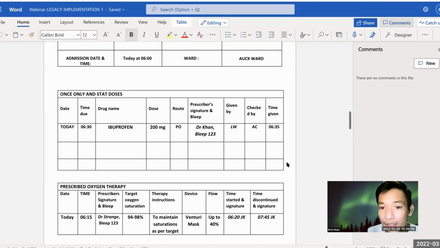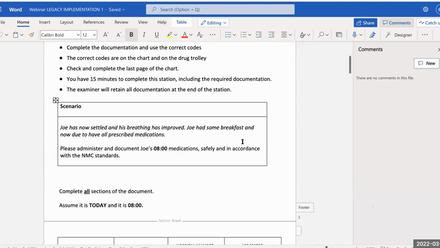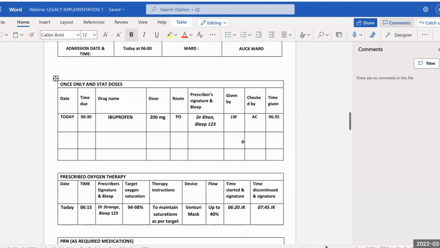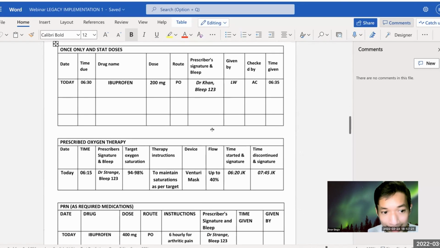Okay, so a question for once only and stat doses. Will there be an instance wherein we might administer a once only stat dose? Of course. There might be an instance wherein you might be giving a stat dose. All right, so I will give you an example later. Okay, we will go back to this part later.